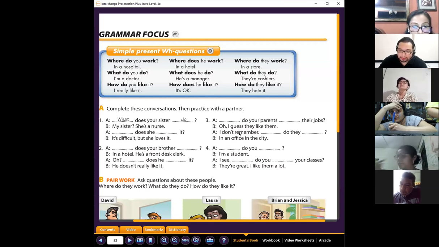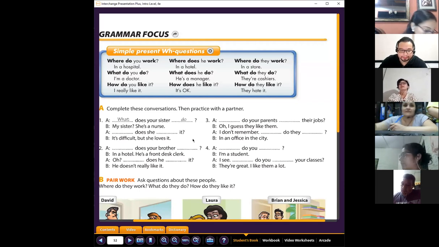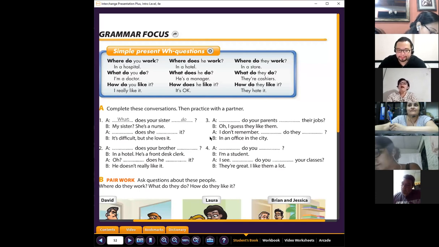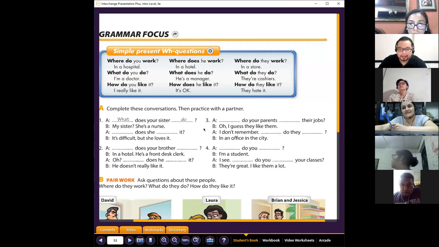Very good. Number 3, Julia, what do you have for number 3? You don't have it? Okay, very good. Joel, do you have it? Number 3. Where do your parents, are they jobs? Are you sure? Remember, you need to follow this structure. This, or this.